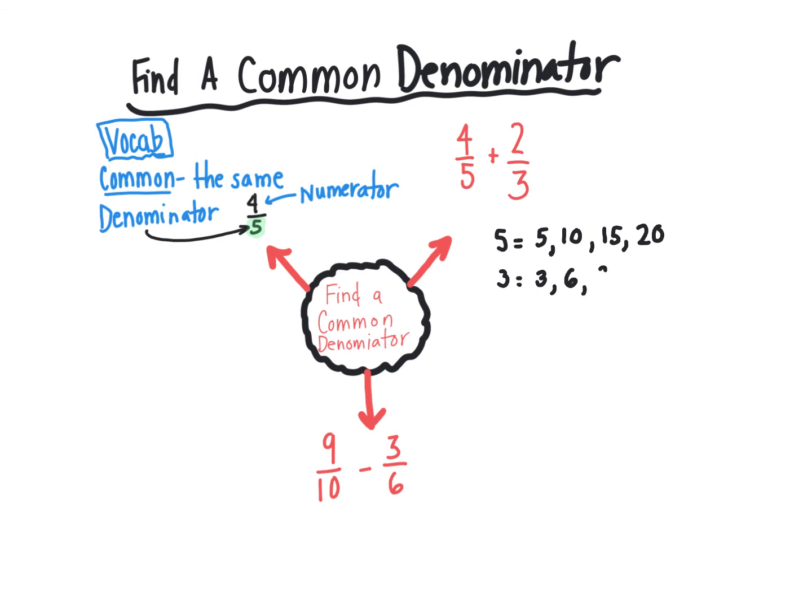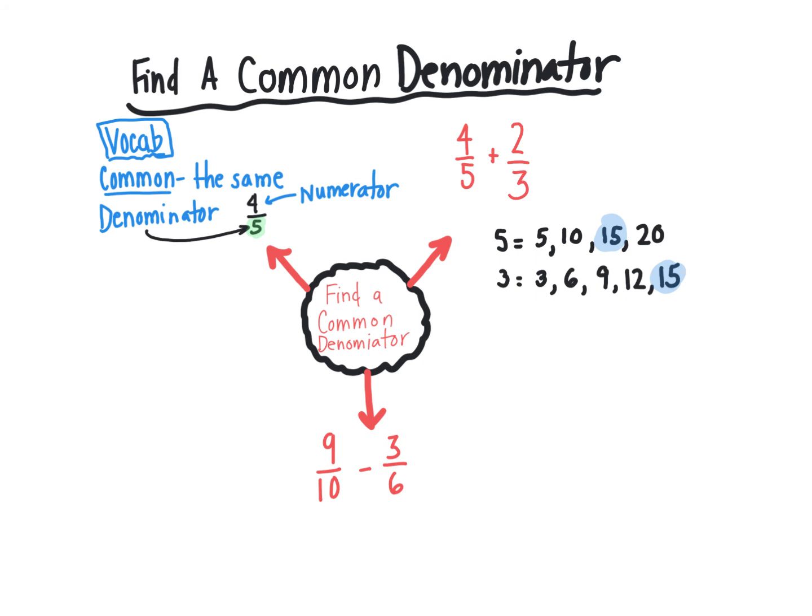3 times 3 is 9. 3 times 4 is 12. I still don't see anything common, so let's keep going. And 3 times 5 is 15. Oh, I'm going to stop there. I see something that's in common. So that's what we're going to use. Okay? So let's do this.